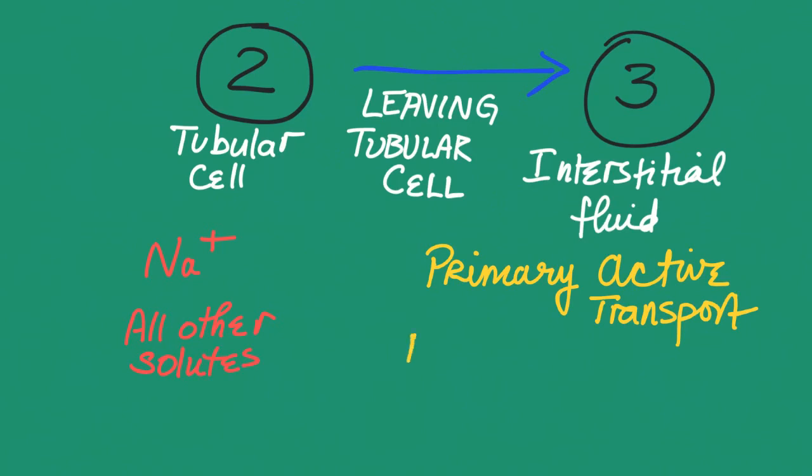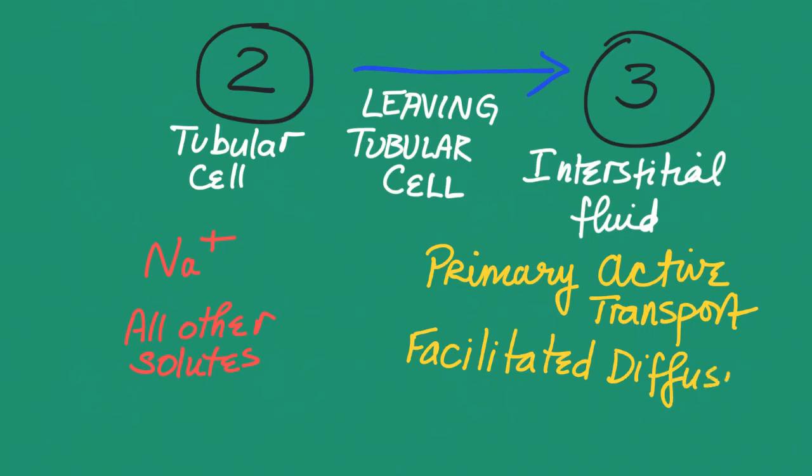All other solutes will leave the tubular cell via facilitated diffusion, which means each of these solutes will have their own channel. So there will be a glucose channel, potassium channel, and everything else. Water follows via osmosis.